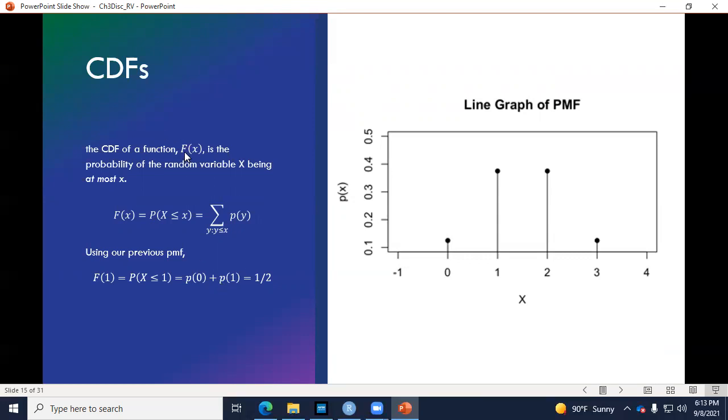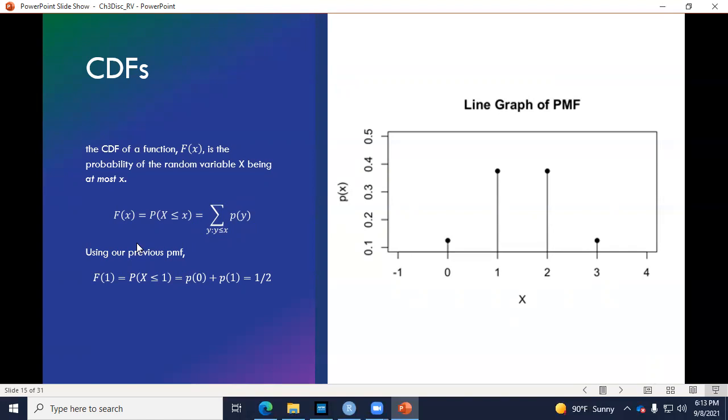We write it as capital F of small x, which is the probability of the random variable X being at most small x. So write it like this, the probability of capital X less or equal to small x. So you just sum over all the probability of y when y is less or equal to x. So it's a summation of PMFs.